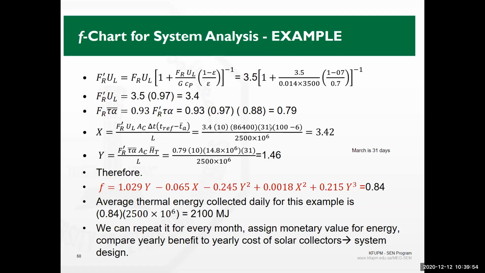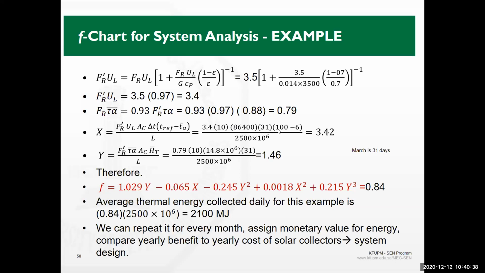Remember that the 31 number which is being used here is basically to represent that March is 31 days. The 3.4 is basically the FRUL, the loss coefficient, which is 3.4. And then AC, area of the collectors, has been specified to be 10 meters square. Delta T is the time. So if you are talking about a flow rate in kilograms per second, 3,600 seconds per hour, 24 hours a day, you can get 86,400 seconds in a day multiplied by the number of days. So this is the delta T for the whole month of March.